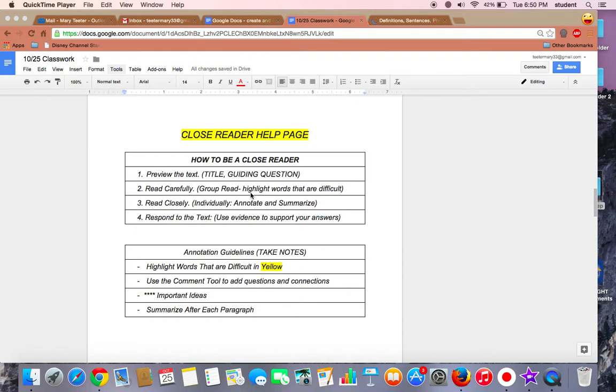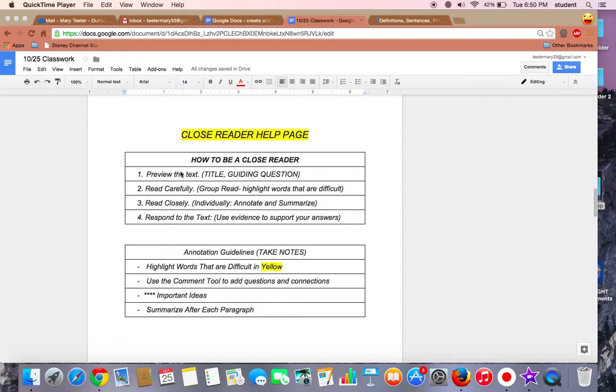So today I'm going to teach you how to close read a passage. Close reading is a strategy that readers use when they're really trying to understand a passage and interpret its deeper meanings. So close reading is a very good strategy to use for any text that you may not understand. So these are the steps.